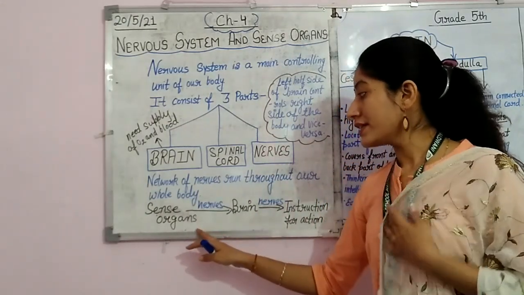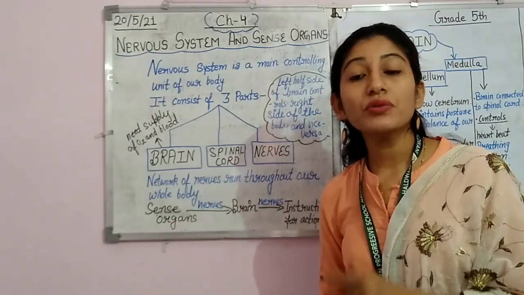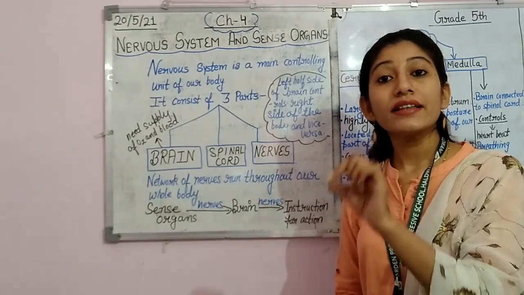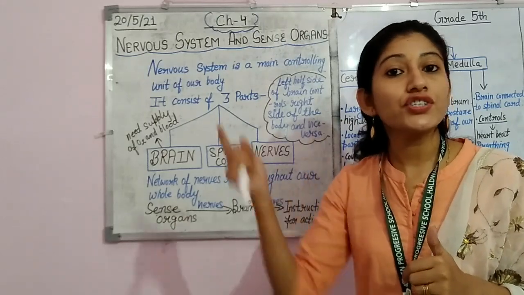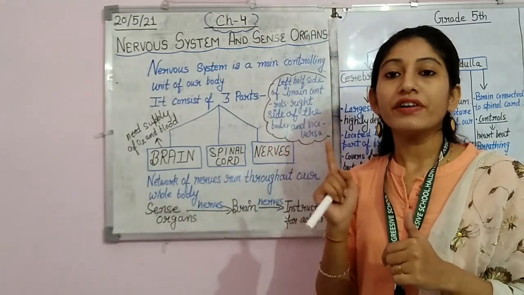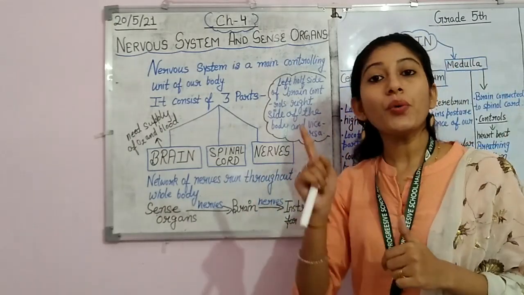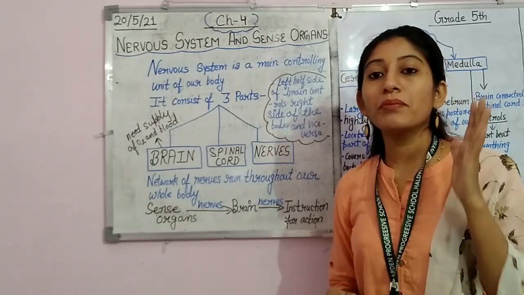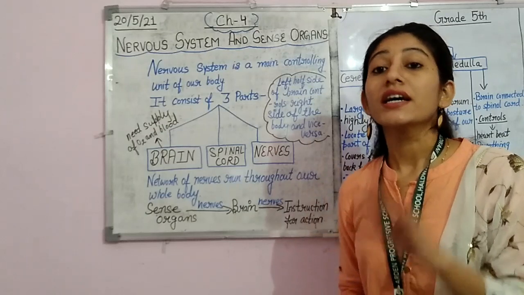So for this, nerves help you. How do nerves help you? When you have touched a hot utensil, at that second, the nerve has sent the message to the brain that you have touched a hot utensil. This message to the brain is sent by the nerves.